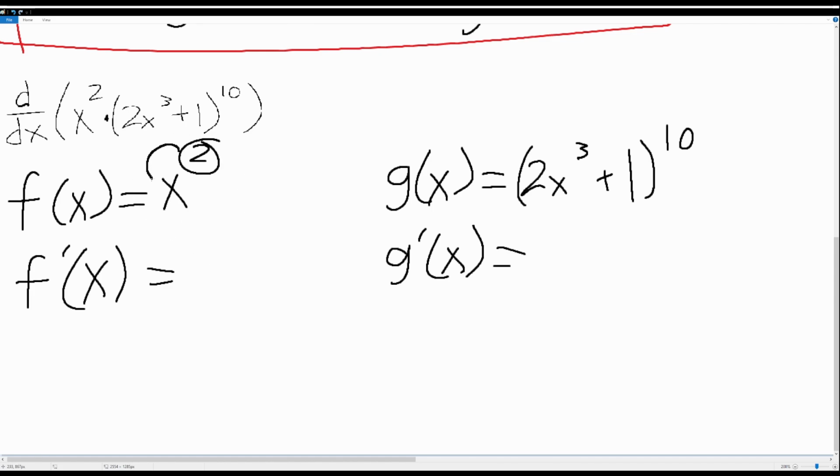You just move that 2 in front of the x, and you minus the exponent by 1, which gives us 2x. Very cool, that's the f prime of x.